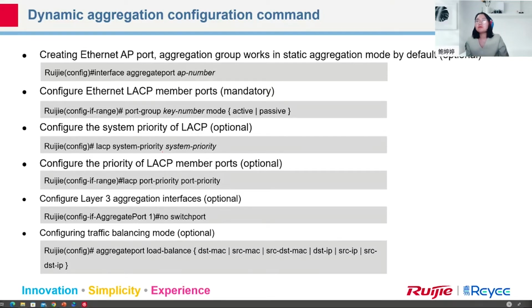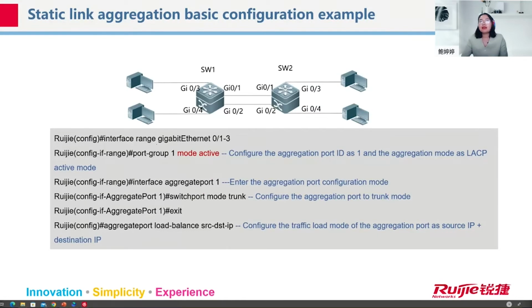That's why we sometimes need the command to change the priority. Okay. And finally, also, if you want to create the aggregation ports to become layer 3, you have to add the command no switching port and to select the traffic load balancing. This is a dynamic way.